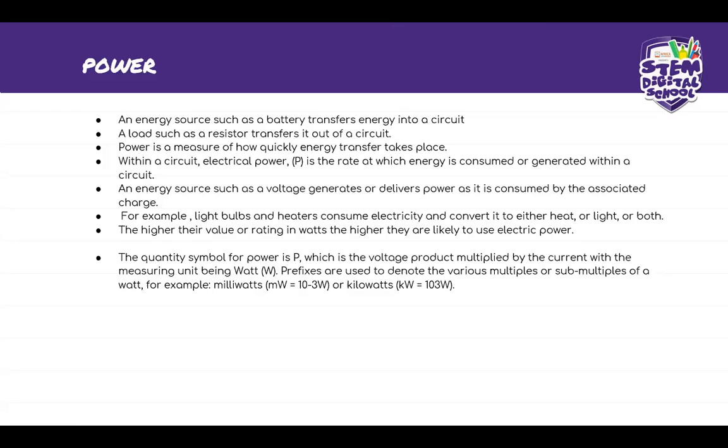Okay, so power is a measure of how quickly energy transfer takes place. In this case it means, how quickly from the start of your circuit does energy go to your load? From your source to your load, how fast does your energy transfer happen? Okay, so what we need to know as well is that within a circuit, electrical power, not just power, electrical power is the rate at which energy is consumed or generated within a circuit. What does this mean, guys?